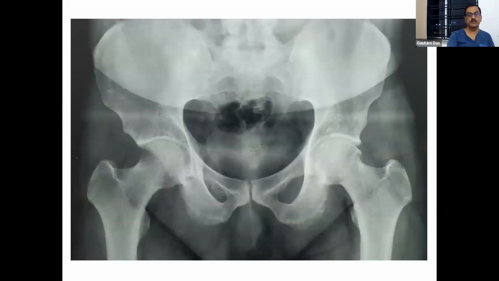So this is your which grade? This is your grade 4. You can see here it's completely fused. We cannot see any sacroiliac joint here.